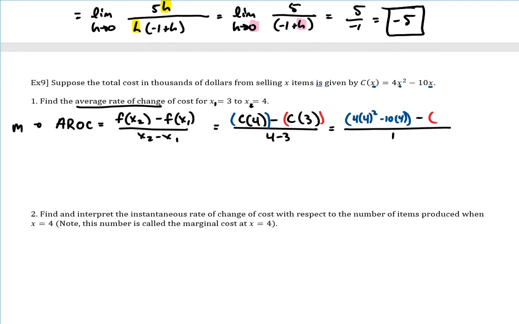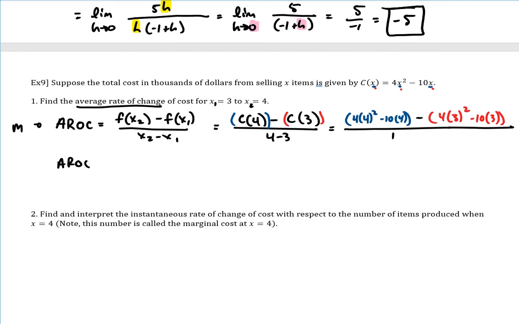Let's do that in red. So C of 3 is just saying, hey, plug in 3 into those x's. So C of 3 has already been plugged in, and then now I need to do it for those. So 4 times 3 squared minus 10 times 3. And then now let's just simplify.